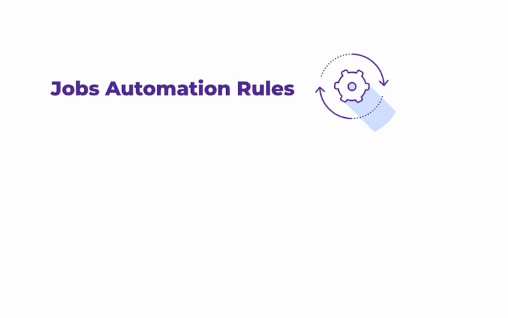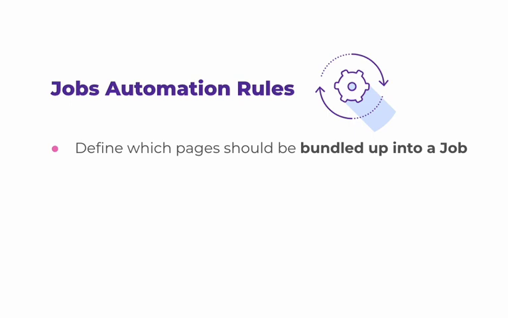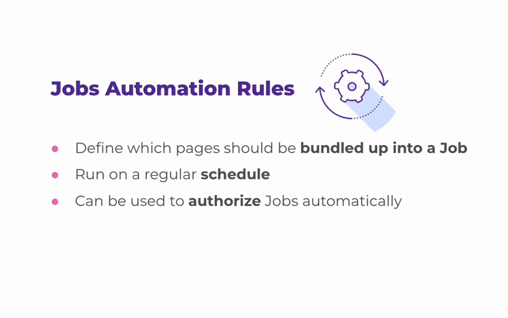Instead of creating jobs manually, Jobs automation rules can be used to define which pages should be put into a translation job automatically. Once the content is available in Smartling, it can be bundled up into a translation job on a regular schedule and, if desired, authorized automatically. Jobs automation rules help cut back significantly on the manual effort needed to manage a GDN project, so we would recommend using them as extensively as possible.